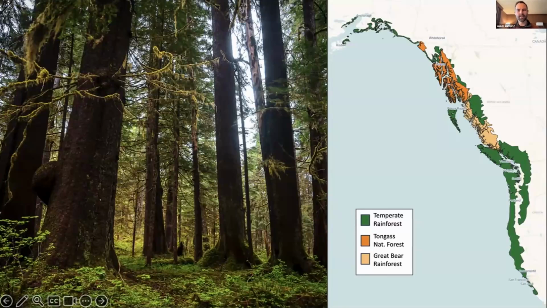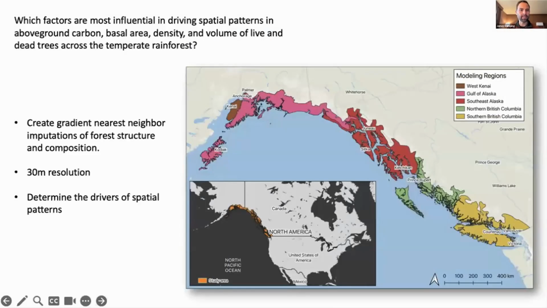But something that's lacking in this region are really high resolution, spatially complete estimates of forest structure and composition, especially ones that span political borders and are consistent in their methodology, especially in this region here, going from Southeast Alaska all the way down to Washington. So that's our aim of this research: trying to create those structural estimates. We made really high resolution, 30 meter resolution gradient nearest neighbor imputation estimates of forest structure and composition. And then from those estimates, we also determined the drivers of the spatial patterns that we were seeing.